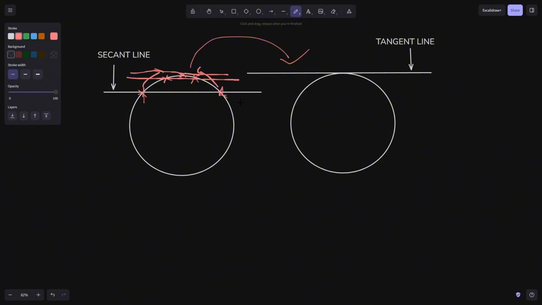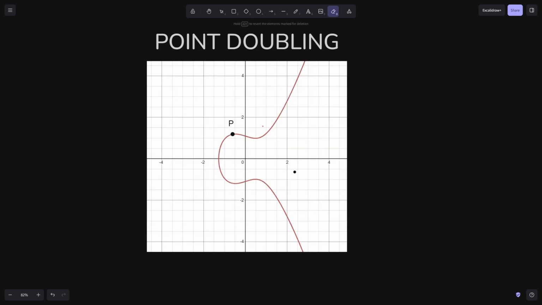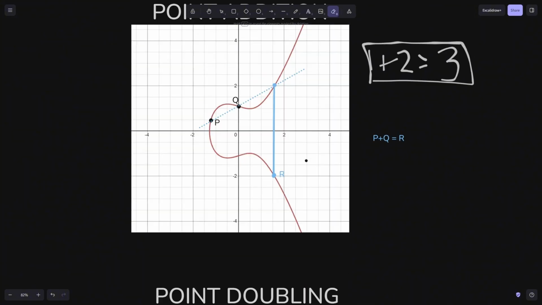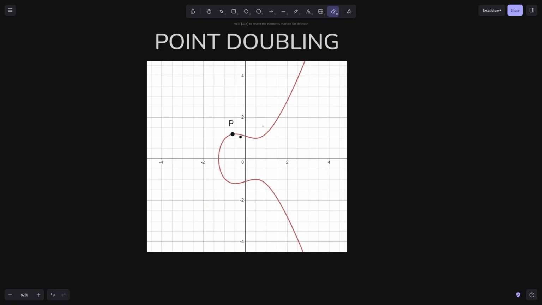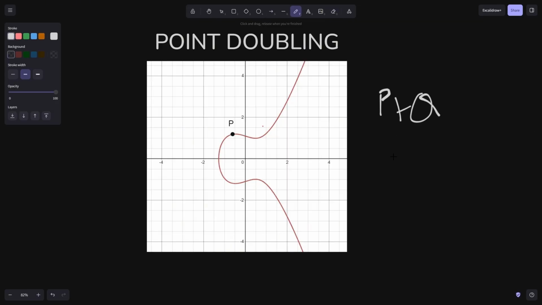So if you move two secant lines closer and closer with each other, eventually you will get a tangent line, okay? So keep this in mind. So now as the tangent line makes sense, point doubling becomes much easier to understand. Remember, for a normal point addition, we use the secant line because we have two different points, P and Q. But now both points are at the same point, because we are not doing P plus Q at this point. We are doing P plus P.